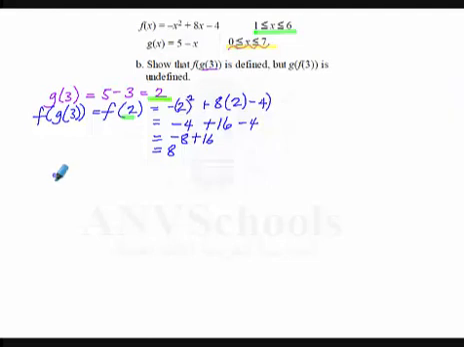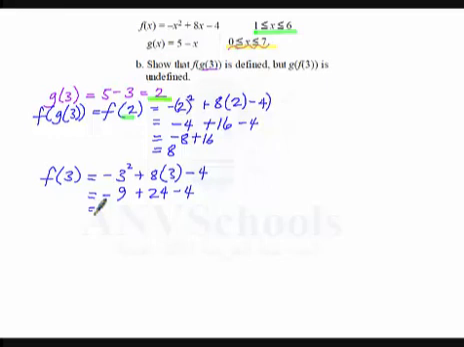What about g of f of 3? So we will get f of 3 first. Our f of 3 is equal to negative 3 squared plus 8 times 3 minus 4. And that will give us negative 9 plus 24 minus 4. That's simplified negative 13 plus 24, and that will give us 11. Now let's take particular note about this value f of 3.